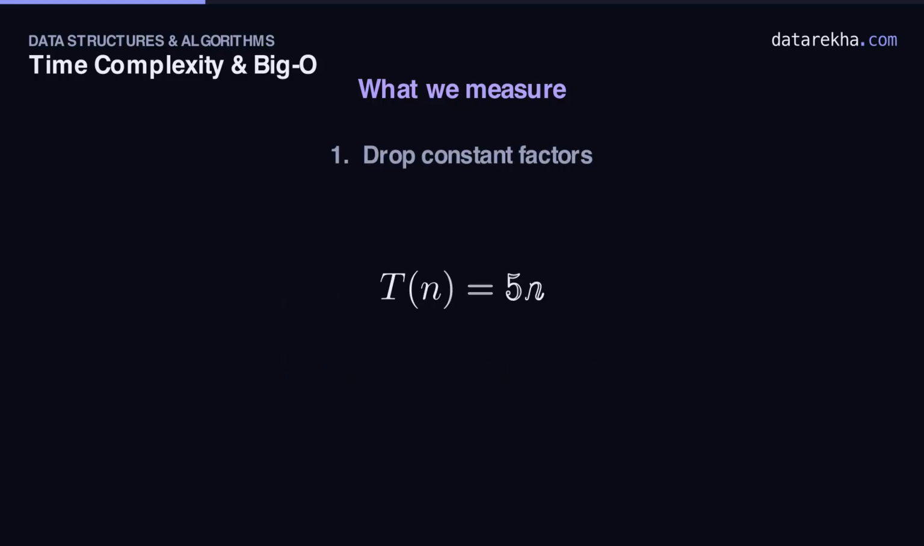First, we drop constant factors. If an algorithm takes 5n steps, the 5 is just a multiplier. Double the input, and you still double the work. So we write it as order n.